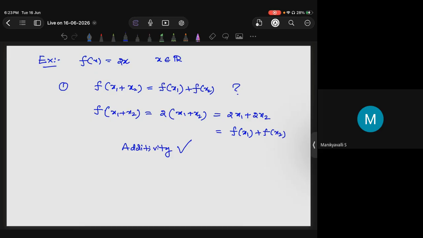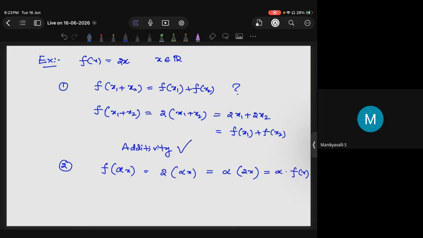Additivity is satisfied. Similarly, check the homogeneity. So homogeneity, what we wanted to say, f of alpha x. In the given function, substitute alpha x in place of x. So what do we get? 2 multiplied alpha x, correct? So that we can write like alpha multiplied 2x, which is nothing but alpha multiplied f of x.